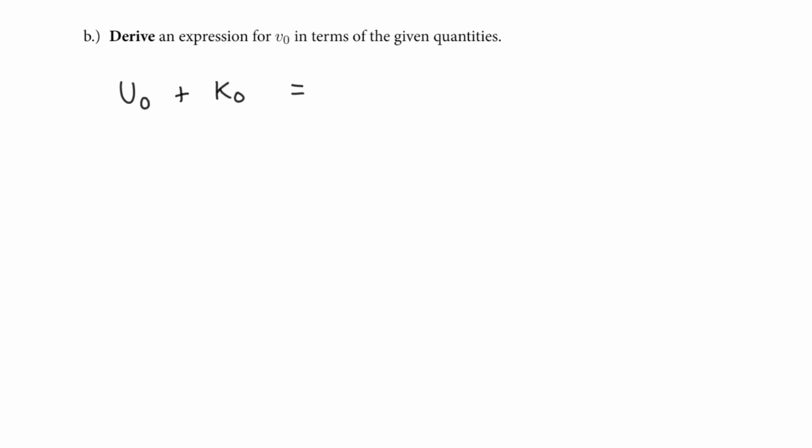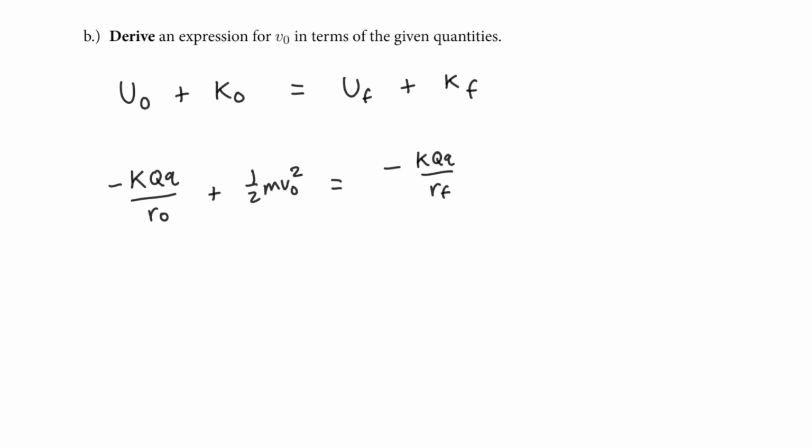So I call this the bar chart conservation equation, because you're just setting your bar chart values equal when you sum them. So we said our initial potential energy was negative kqQq over r0. Our initial kinetic was 1/2 mv0 squared. Our final potential was negative kqQq over rf. And our final kinetic energy was 0. What do we want to solve for? We want to solve for v0.